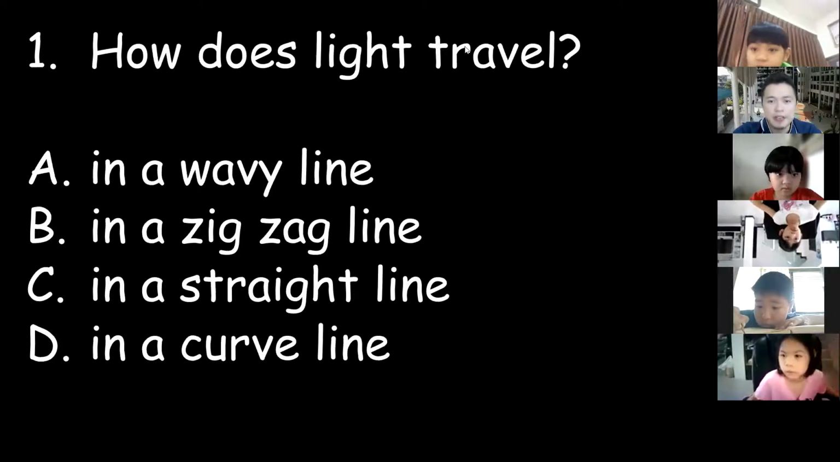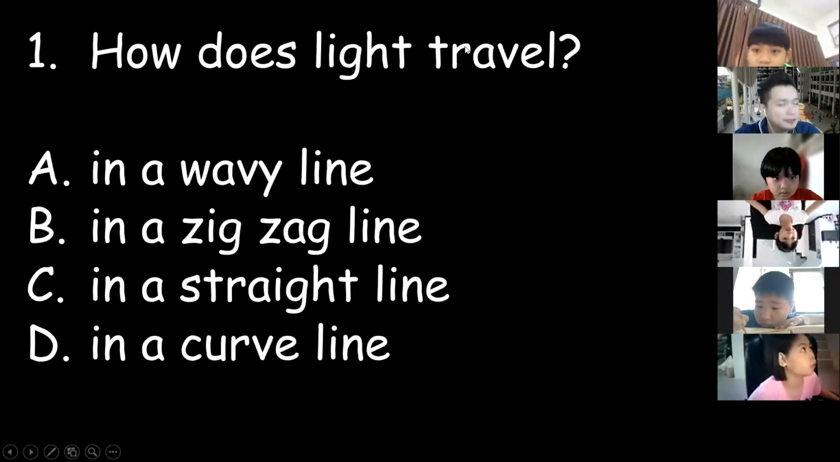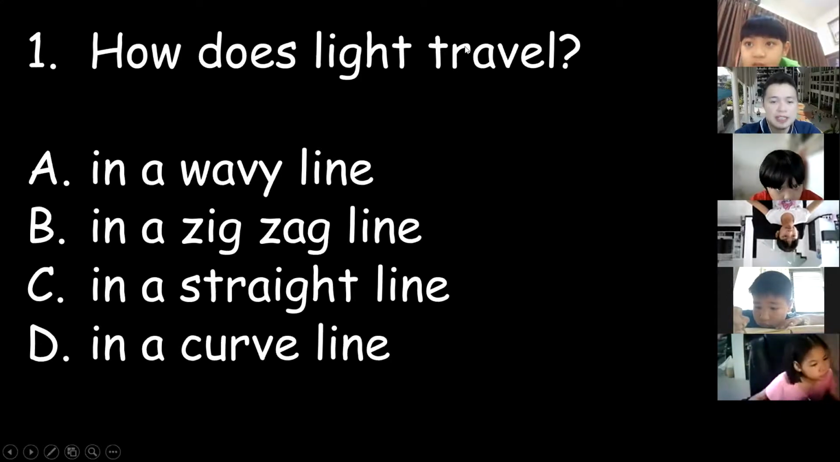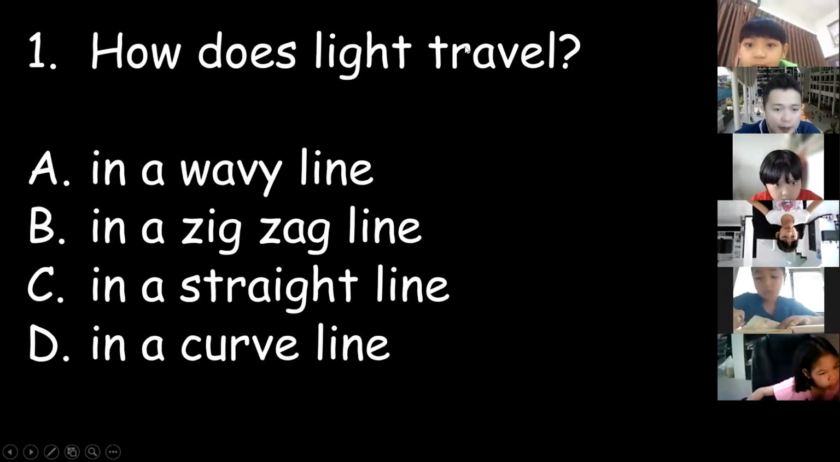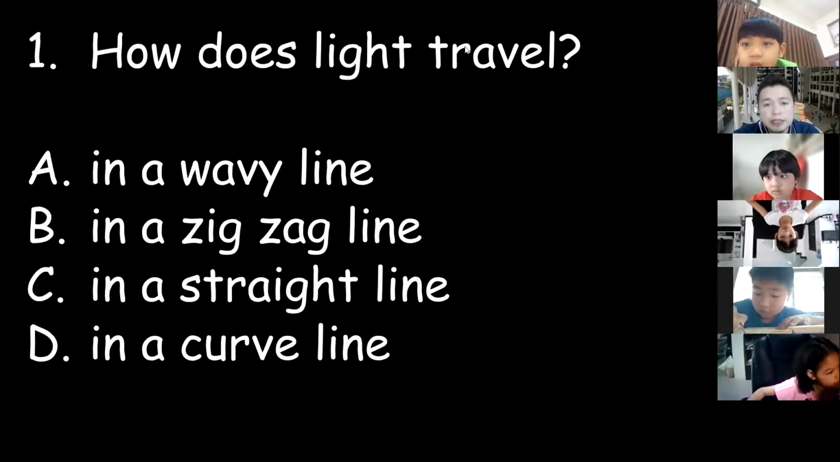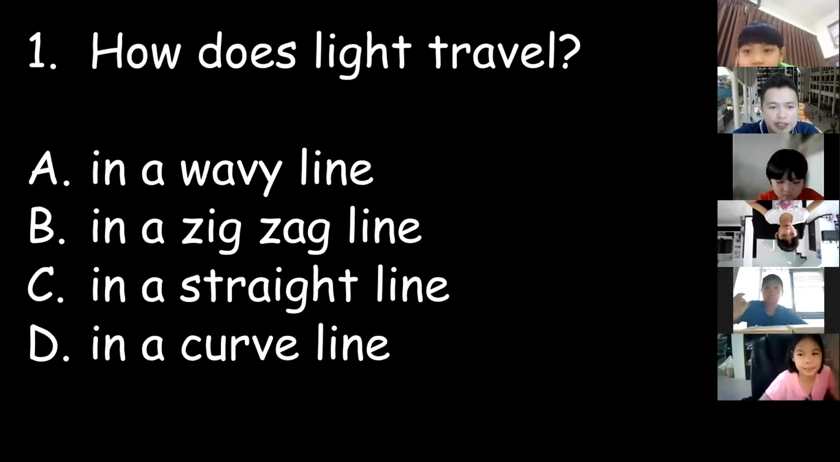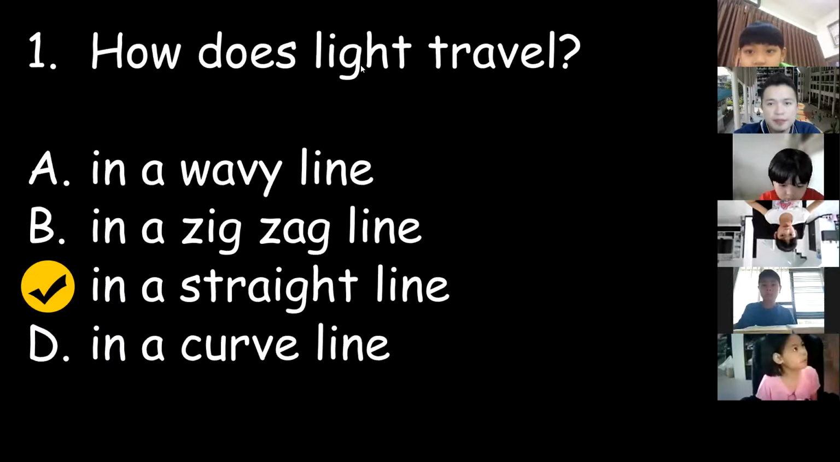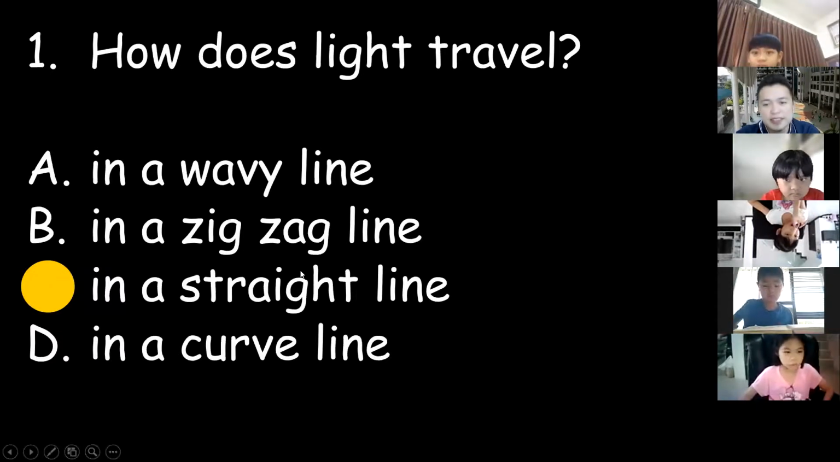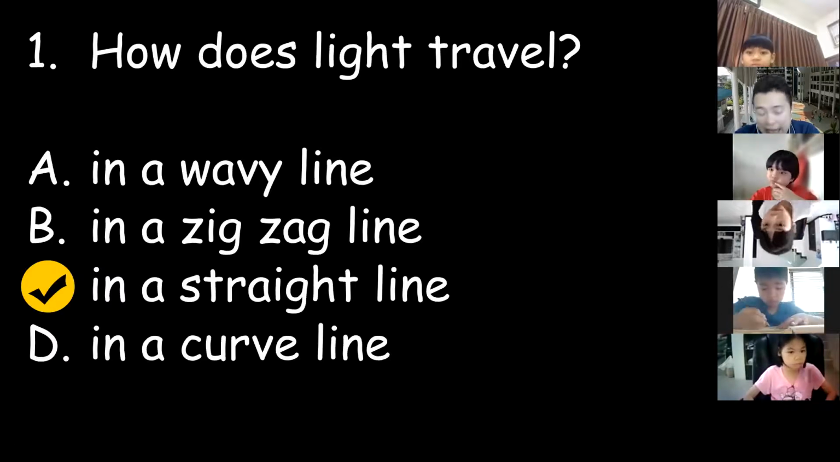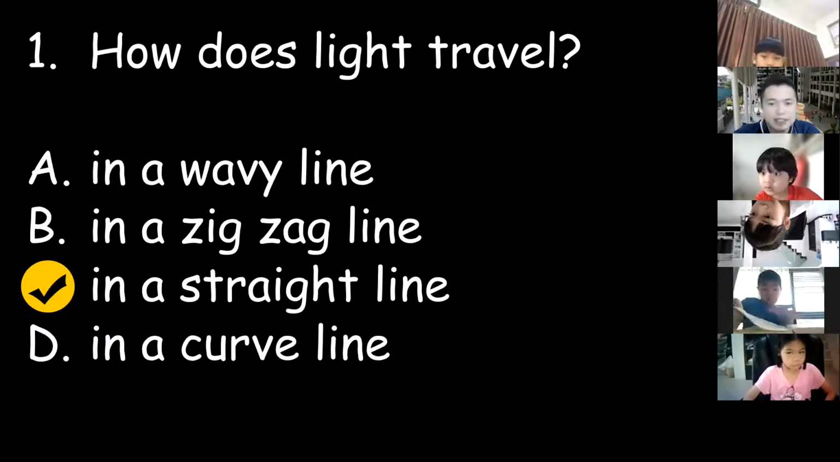Okay, we have Nadon. Yes, Nadon? What is your answer, Nadon? C. In a straight line. Letter C, in a straight line. Let's see if your answer is correct. Great job, Nadon. Your answer is correct. Light travels in a straight line. Very good.